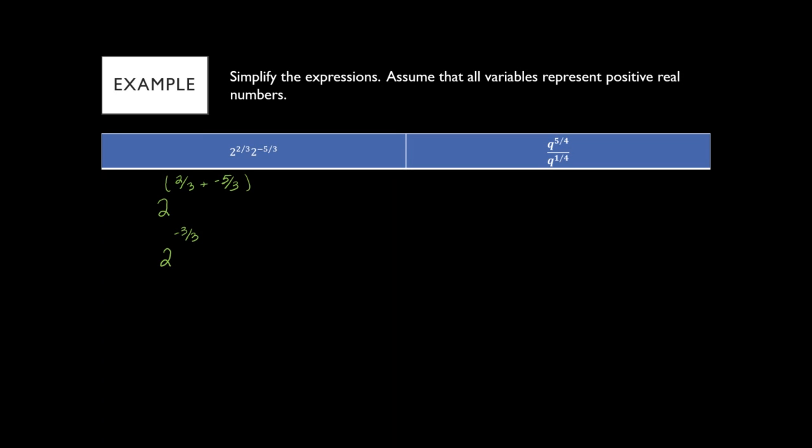Now, negative 3/3, I can reduce that. That's equal to negative 1. So this is equal to 2 to the negative 1 exponent. And then that negative exponent means you take the reciprocal, and that would be 1/2 to the 1, or just 1/2. So this problem simplifies to 1/2.